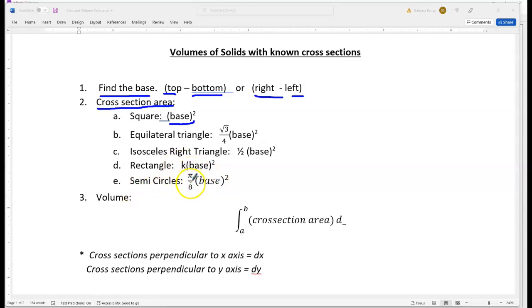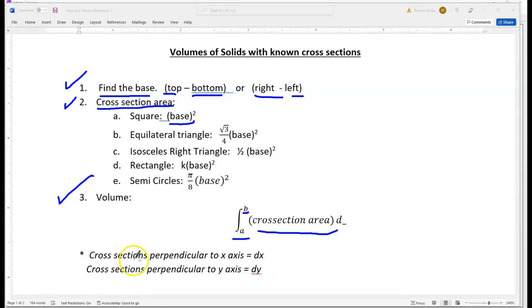Semicircles will be the same thing with the pi over 8. So they're all the same equation, really, just different constants in the front, as you can see. So you find your base, then you find your cross-section area using one of these formulas. After that, you're ready to find the volume, and that's by taking one of these things here, A through E, and integrating it from some starting point to some ending point. And I just put D blank because it could be with respect to X or Y.